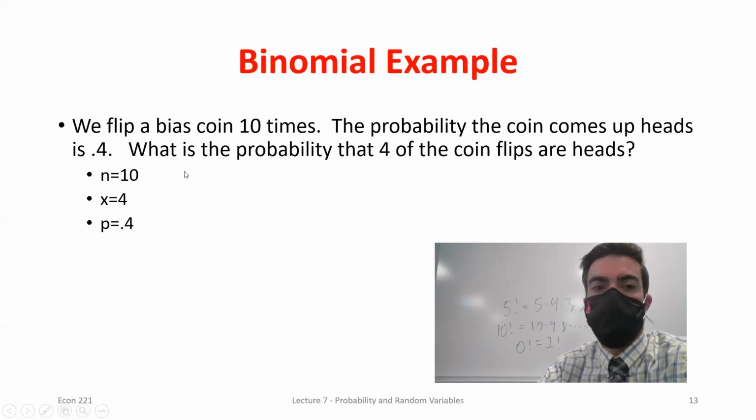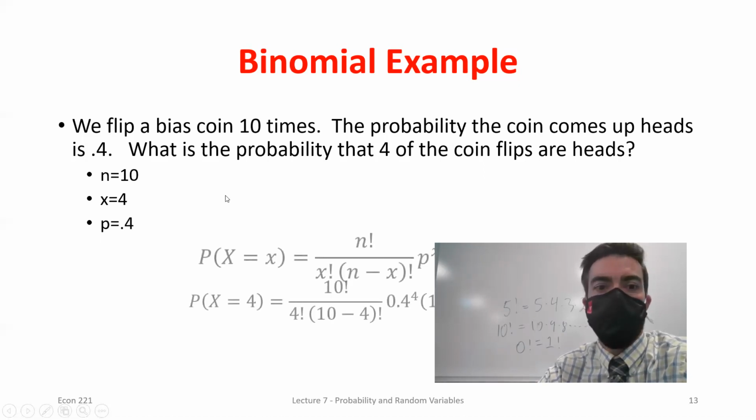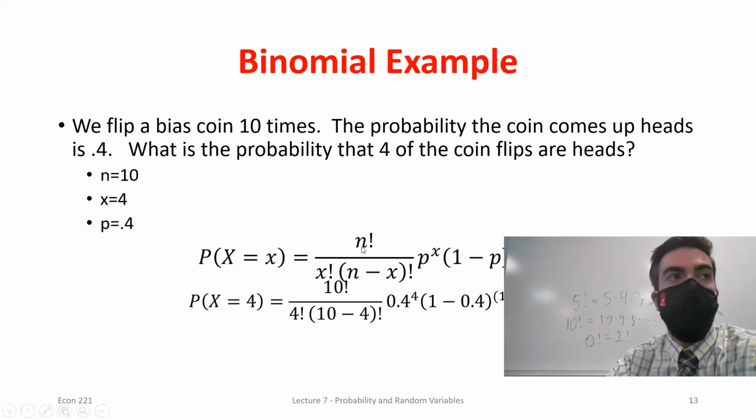Okay. So once I've identified that, it's pretty easy, right? I have my formula. I just start plugging things in. Everywhere I see an n, there's a 10. Everywhere I see x, 4. Everywhere there's a p, 0.4, right? And I just write that formula out with the values for my particular example.